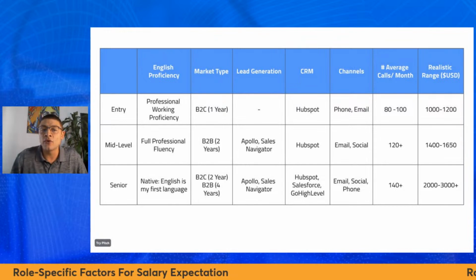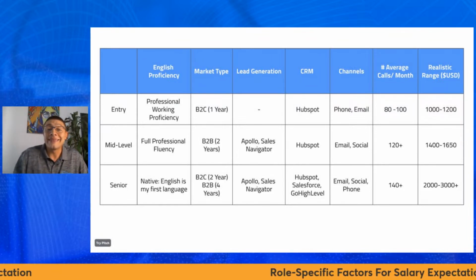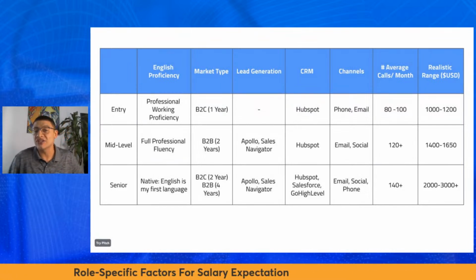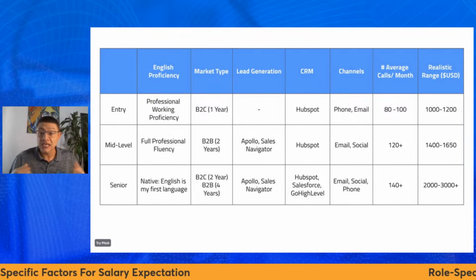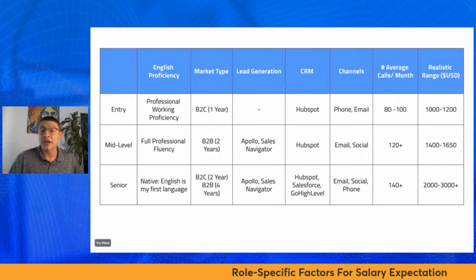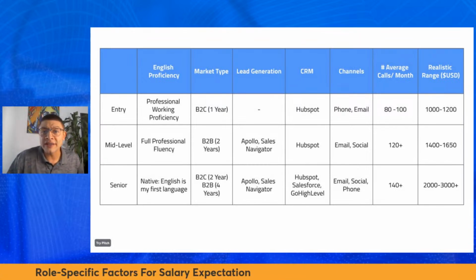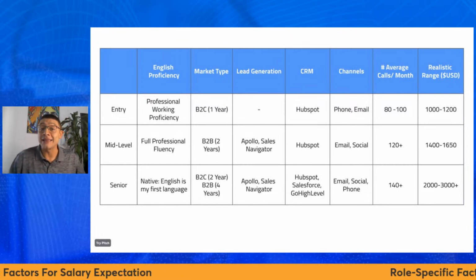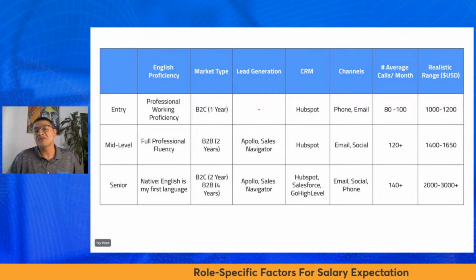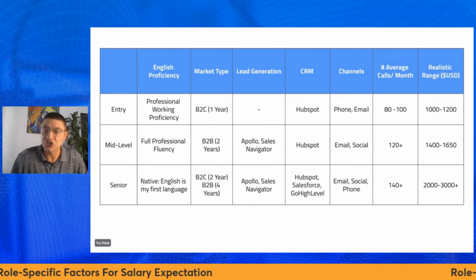So again, entry level, someone that has about a high B1, B2 English level. They've had experience in B2C, right? Never really done any lead generation. They've always been provided a list of leads, and basically they've had to send out emails and make calls to that list, right? They've used HubSpot, and I'm sorry, the average calls weren't monthly, it's daily, right? 80 to 100 calls a day would be about that we're giving you guys 1,000 to 1,200. This can vary, but it's a good range.